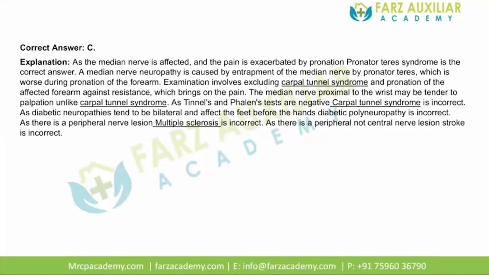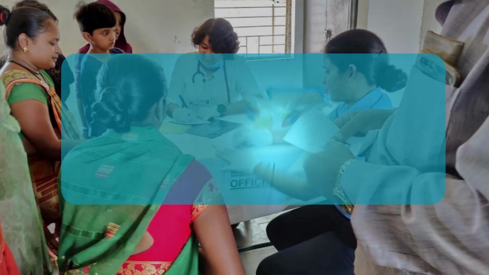If you look at the other options, stroke is incorrect because there is involvement of the peripheral nerves and not the central nerves. Diabetic polyneuropathy is incorrect because it is unilateral. You do not get carpal tunnel syndrome, as the Fallon's test and the Tinel's test are negative. And multiple sclerosis again is not the correct answer because you have the involvement of a peripheral nerve and not the central nerves.